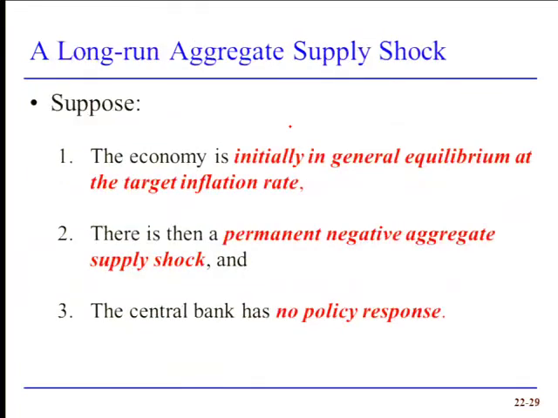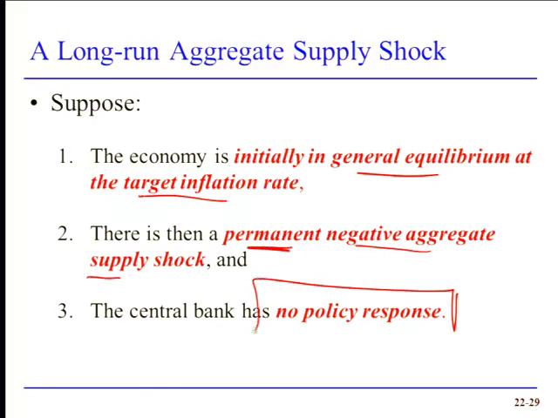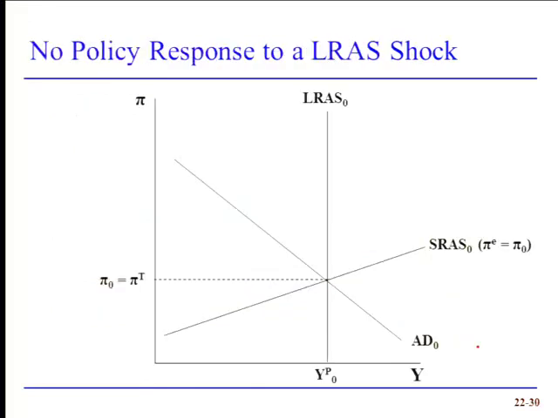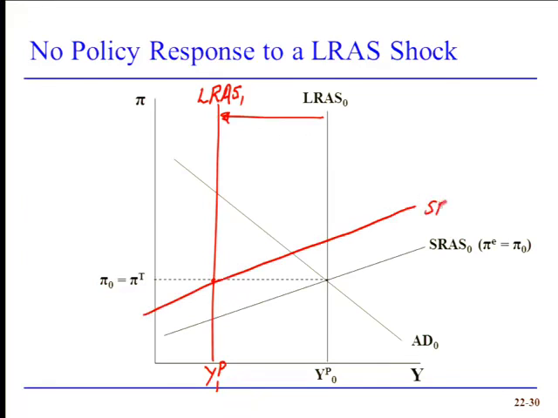Let's think about long-run aggregate supply shocks. Again, we're going to start in general equilibrium at our target inflation rate. Now we're going to have a permanent negative aggregate supply shock, no policy response. So if there's no policy response, the negative shock will cause the long-run aggregate supply curve to shift to the left. And we'll also see at the same time that the short-run aggregate supply curve would shift up. Look familiar so far?